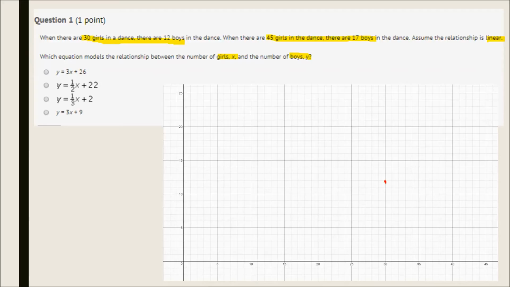And then I've got 45 girls. I'm going to go over to 45 and then up to 17. Sorry, this is a small graph. And hopefully you get that right. It's right about there. There you go. So I have these 2 points, and my task is to figure out which equation goes with this line. So I'm going to go ahead and draw just freehand. I don't have line tools right now, so I'm just freehanding this.